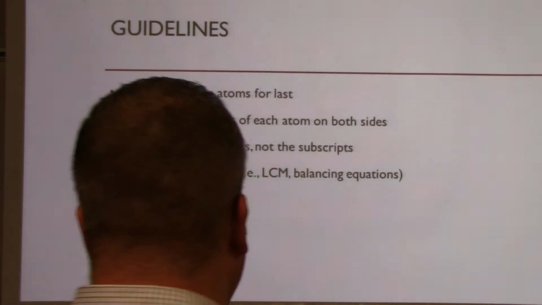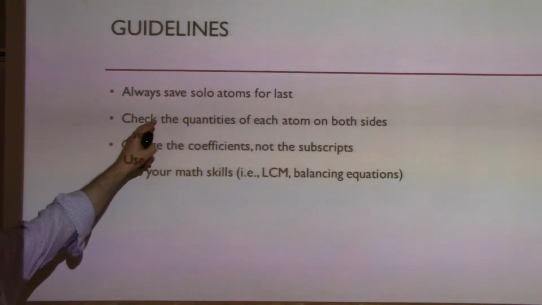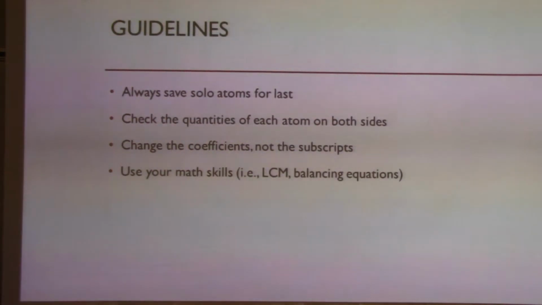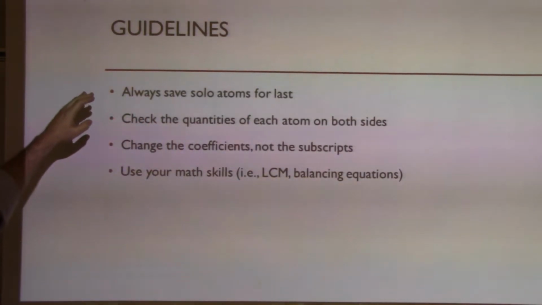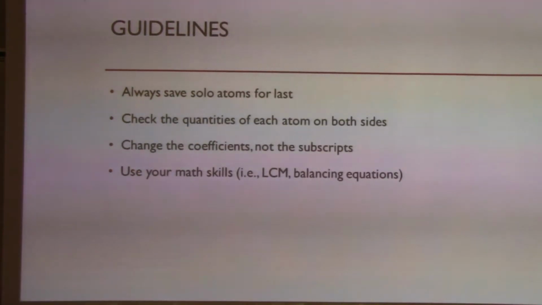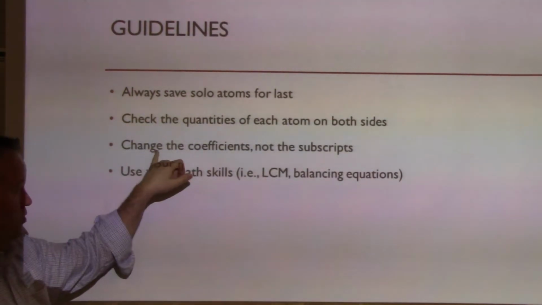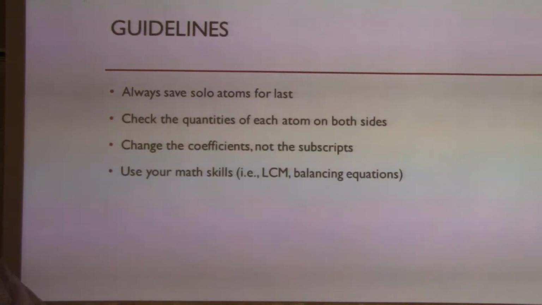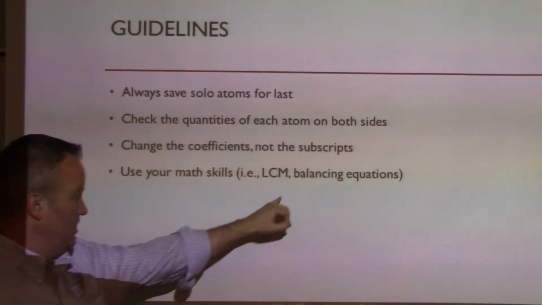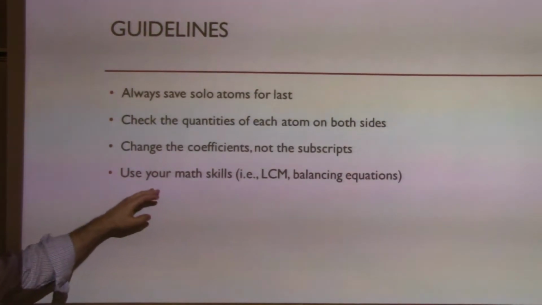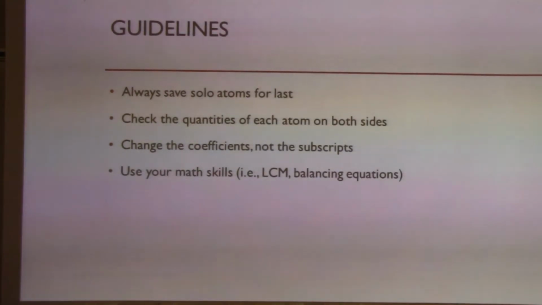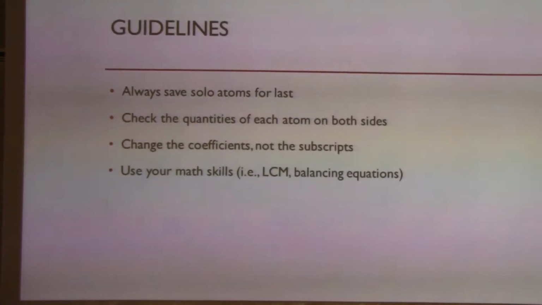First of all, when you're balancing, if you have a solo atom, an atom by itself, always save that for last. Make sure that you're consistently checking the quantities of each atom on both sides of the equation. And when you balance by changing coefficients, you are never allowed to touch or manipulate the subscripts. You have to leave those alone, and we'll talk about what that is in just a moment. And finally, make sure that you're using your math skills when you do this. A lot of the skills that you need to do this, you've already learned. You just don't know it yet.